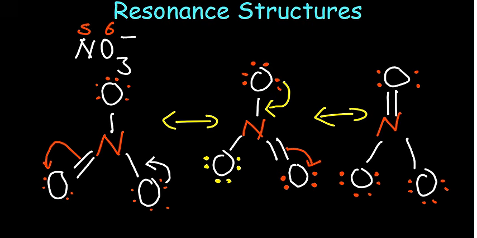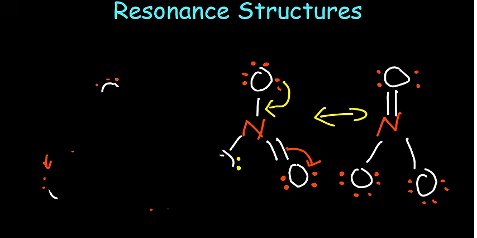So you're just trying to show that you're not restricted to having a double bond on a single oxygen atom, but it can also be on another part. So these are the three possible ways of drawing NO3 minus, and this is exactly what we call resonance structures. Let's look at another example.